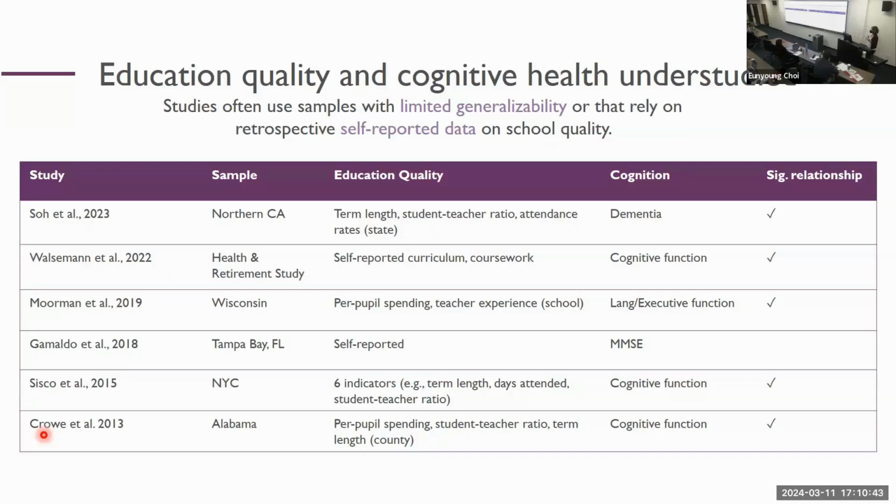And these studies are using different types of samples, some from Northern California, the Health and Retirement Study, the Wisconsin Longitudinal Study, and the New York, what is that, I can't remember this one. The New York study, what's it called again? White House? Yeah, the White House study, and then one from Alabama. Sorry, I couldn't remember that one. All right.